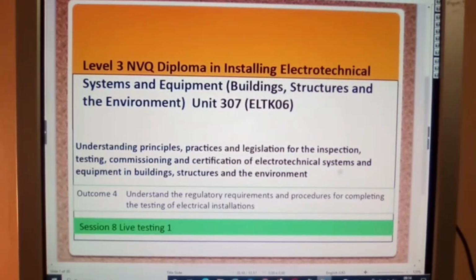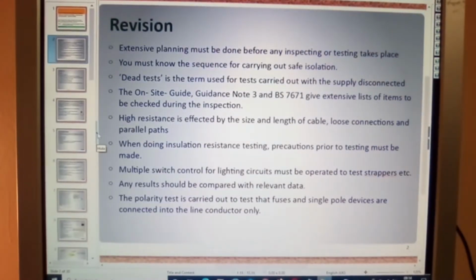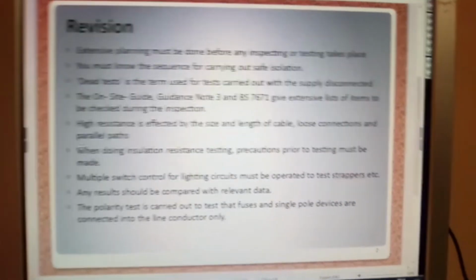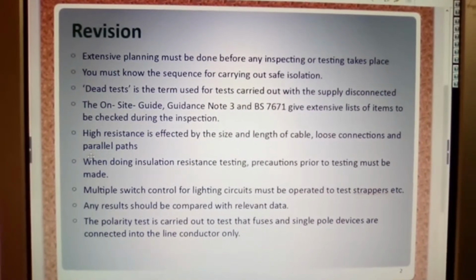Now, you need to make sure that you're compliant with the IEE regs, stroke IET regulations, okay? Irrespective of which edition is in play at that point in time. Currently, it is the 18th edition of the IEE regulations. Okay, this is revision for us.